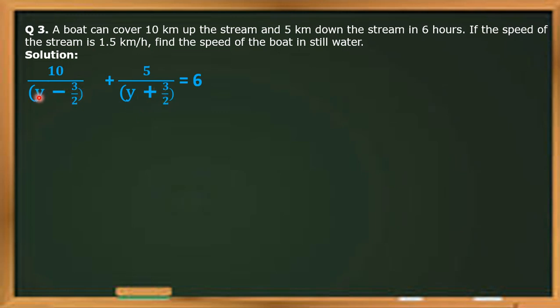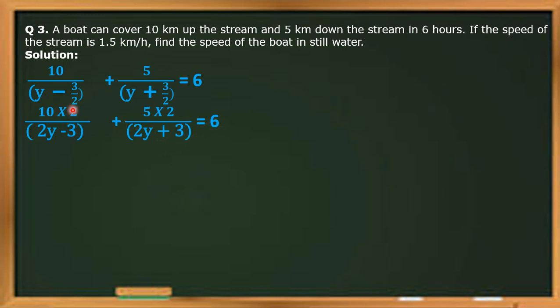Now the denominators are y minus 3 by 2 and y plus 3 by 2, so we can find the LCM of the denominators and solve it. We get 2 as the LCM, so 2y minus 3 upon 2, and in the second term also, 2y plus 3 upon 2. In both the denominators the LCM is 2, which goes to the numerator and is multiplied with the numerators 10 and 5. So we can write 10 into 2 upon 2y minus 3 plus 5 into 2 upon 2y plus 3 equals 6.